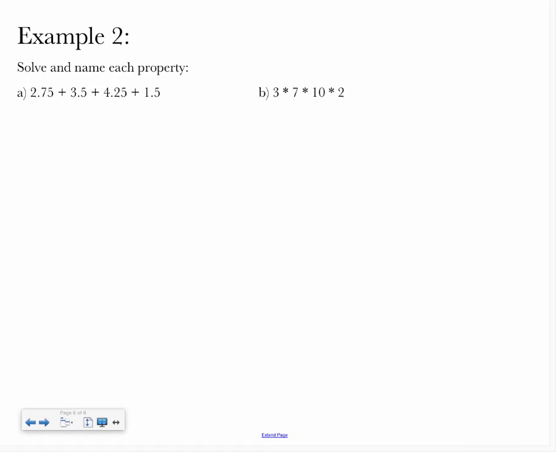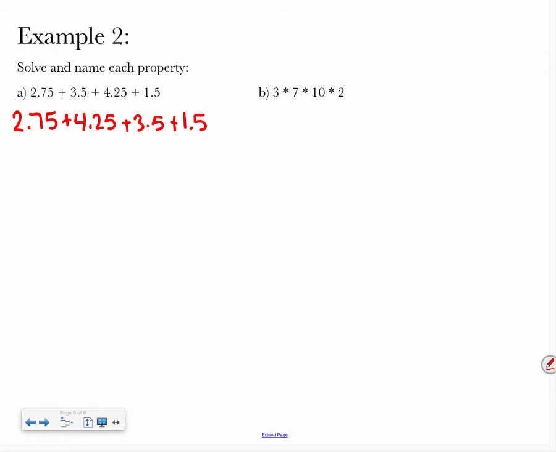We want to solve and name each property, okay? So this first one on the left, we have 2.75 plus 3.5 plus 4.25 plus 1.5. I'm trying to think, what do I want my first step to be? What would be the easiest way to solve this problem? And I'm thinking, I see a 0.5 and a 0.5. I know that's going to make a whole number, so I think I want to put those by each other. And that works out nicely, because 0.75 plus 0.25 is also going to give me a whole number. So I think I'm going to change the order that these are in. I'm going to say 2.75 plus 4.25 plus 3.5 plus 1.5.